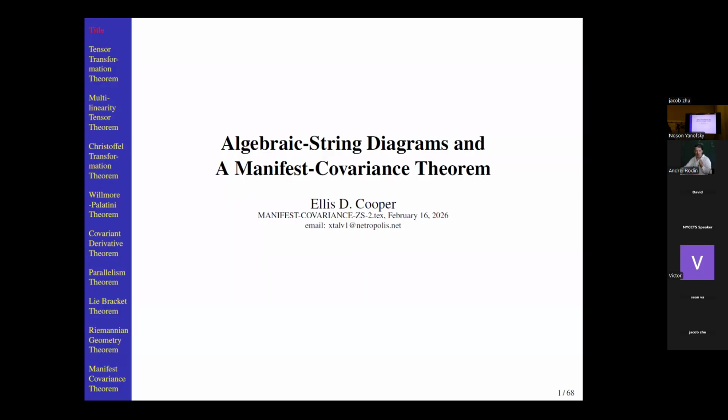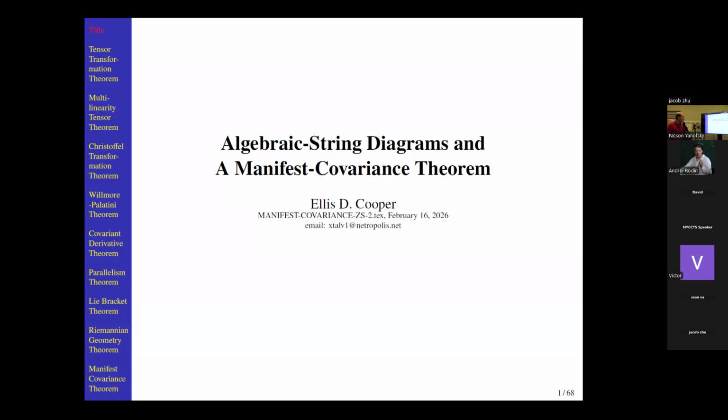It's on. It's on. Hello, ladies and gentlemen, and welcome to another episode of the New York City Category Theory Seminar. Today we're having Elias Cooper. It's our second time he's speaking. He's talking about algebraic string diagrams and manifest covariance theorems. There's actually two things going on here. You should be able to see Elias's slides, and you should be able to see Elias. So if that's okay with you in the cloud world, it's just, if it's not okay, let us know.